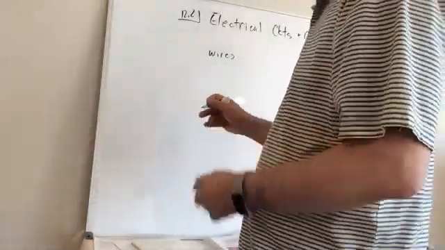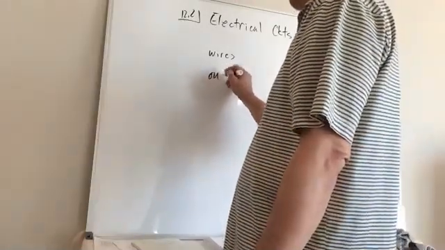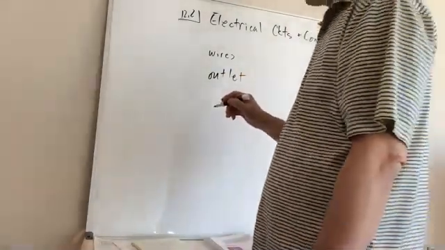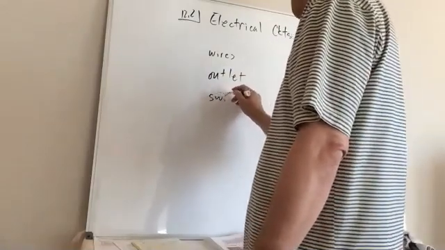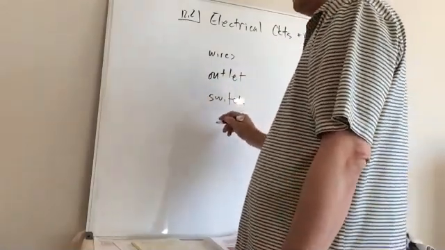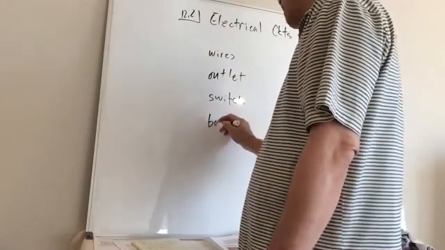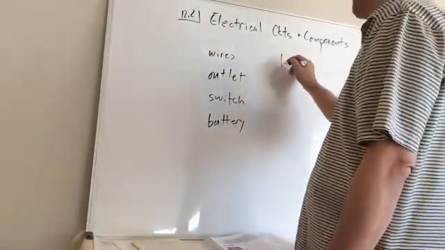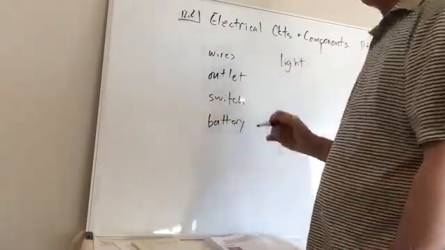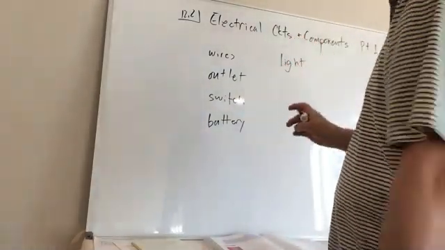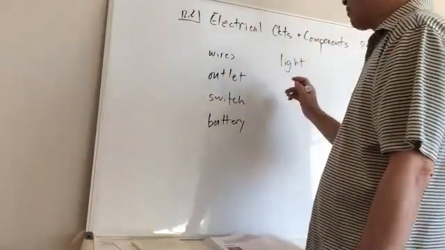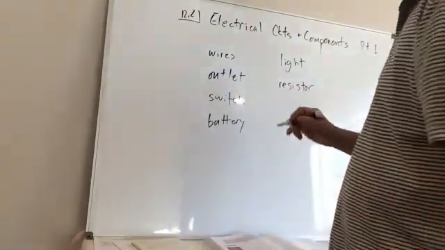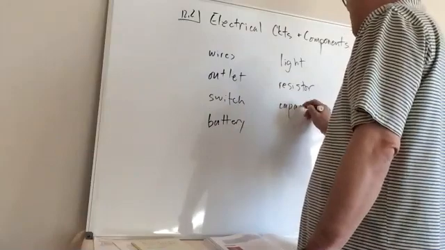Anybody else? The outlet. Outlet, okay, outlet, good. What else? How about a switch? Switch, good. A battery, maybe? A light. Light, okay, light. All right, what else? There is a resistor. Anybody heard the term resistor? A capacitor. Capacitor, there you go.